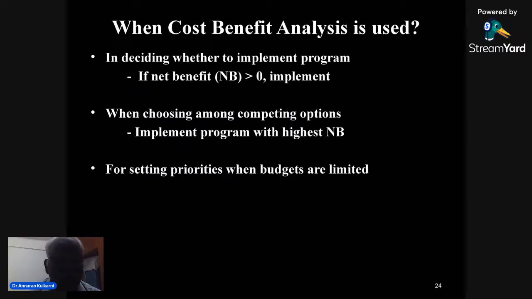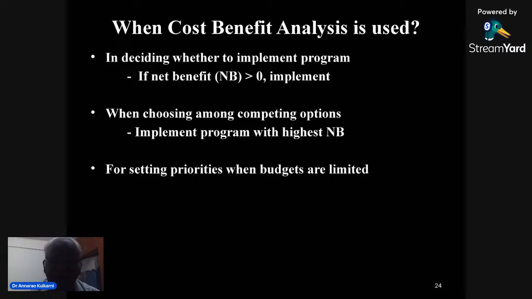Benefit cost analysis is used to decide whether to implement one specific intervention or program, which can be determined if the net benefits are greater than 0. It can also be used when choosing between competing options. In this case, you would choose the intervention with the highest return on investment or the highest net benefits. Finally, benefit cost analysis is usually useful when deciding between the whole set of possible interventions with a limited budget.